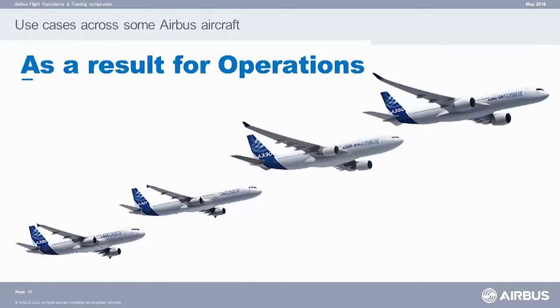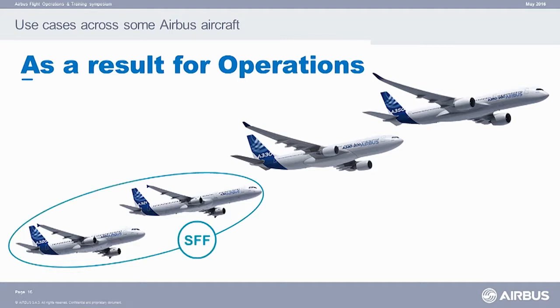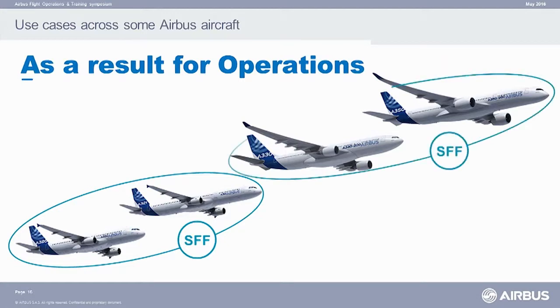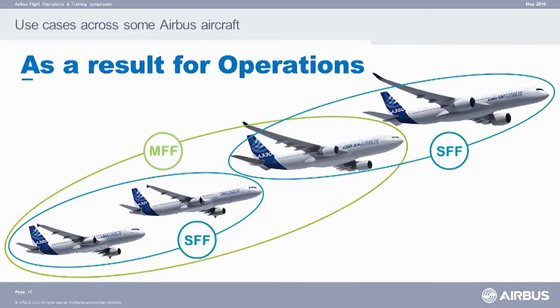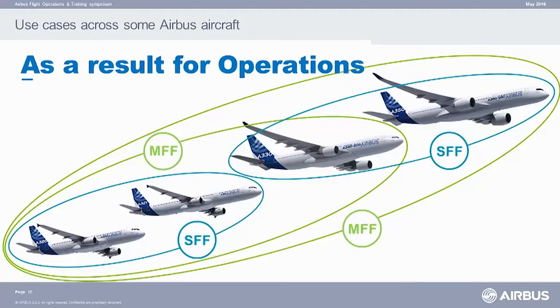As a result, for your operation, with those demonstrations, what can you do with your pilots? You can consider single fleet flying between the A320 and the A321. You can as well consider single fleet flying operation between the A330 and the A350. You can consider mixed fleet flying between the A320 and its variants and the A330. And as a result, you have mixed fleet flying between the A320 and its variants and the A350. That's the full picture we have today.